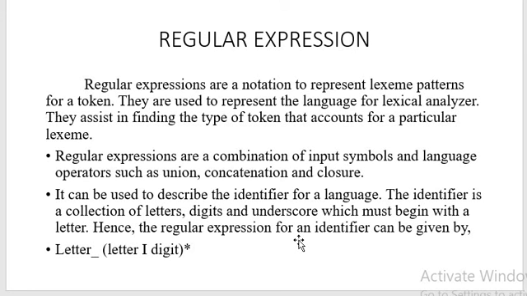It can be used to describe the identifier for the language. The identifier is a collection of letters, digits and underscore which must begin with a letter. Hence, the regular expression for an identifier can be given by letter, underscore, letter or digit, closure.